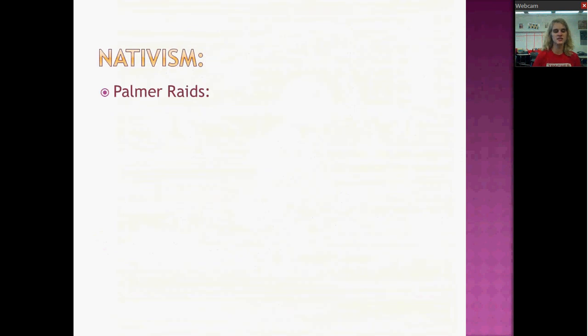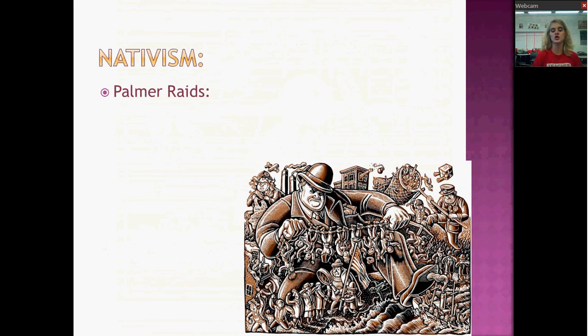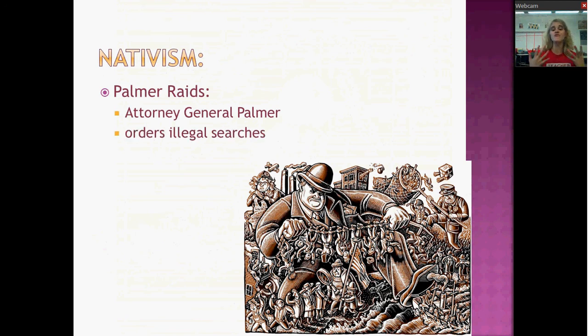The next effect that we have are the Palmer raids. So Palmer was the attorney general in the United States at the time, and he was pretty nativist. He was not a guy you really wanted to mess with. To be fair, he had actually had an attempt on his life, but that doesn't really justify what he does. So he orders these illegal search and seizures on thousands of immigrants all over the country, mostly targeting Eastern European and Italian immigrants. The idea is he is trying to root out communists, the radicals, right?